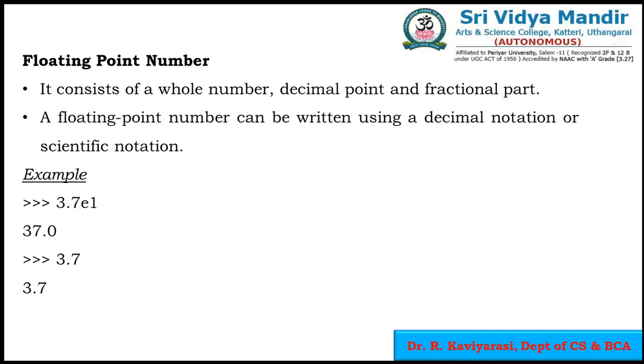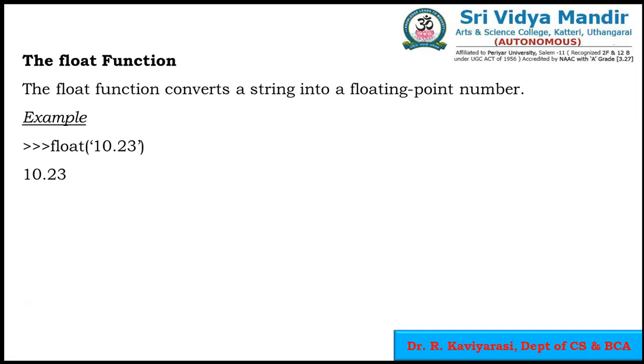The next one is the floating point number. The floating point number contains a whole number. Along with the whole number, there will be a fractional part also. So, a decimal point will be included inside the floating point number. The floating point number can also be written using scientific notation formats. For example, 3.7E1. We can give floating point numbers in scientific notation formats also.